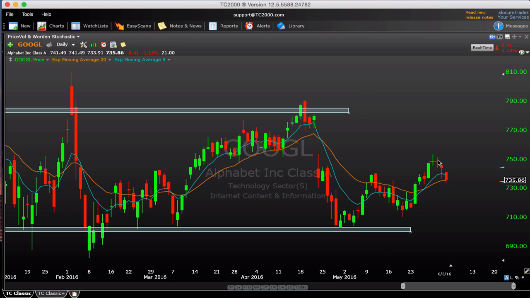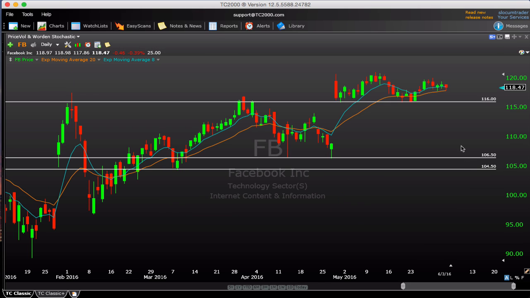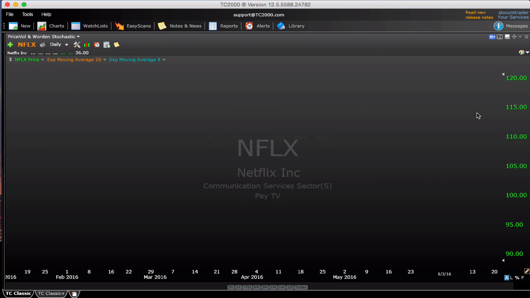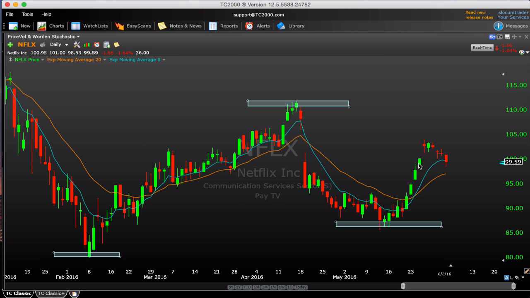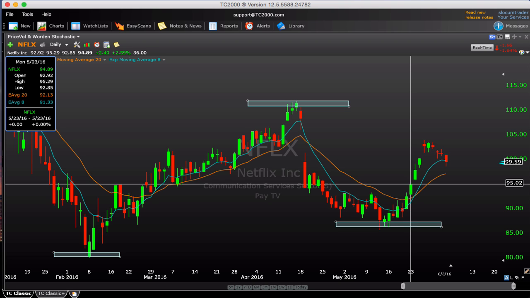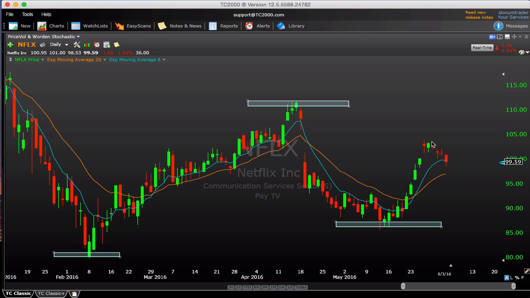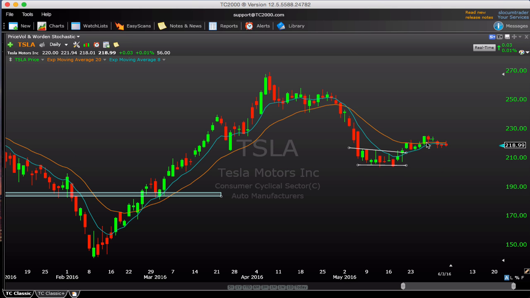Google, very similar pattern here, 4 days of pulling back into the 8 and 20 right now. This is where you'd want support to hold. Also, Facebook, just kind of sluggish here after moving sideways more or less for 4 days. Also at the 20 period EMA, and Netflix, same type of pattern here, had a nice strong push higher for the past few weeks, mid-May, and now all of a sudden it's been weak for the past 4 days. Tesla, similar pattern as well.